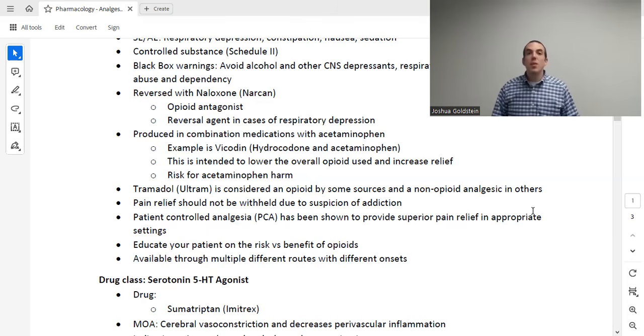Speaking of opioids, let's keep going. They are produced often in combination drugs, specifically with acetaminophen. One example, very famous, is Vicodin. Vicodin is a combination of an opioid, hydrocodone, and a non-opioid, acetaminophen, Tylenol. And what's the reason here? The reason is we thought that if we give a little bit of acetaminophen with your opioid, then I'll need less opioid. And that is correct.